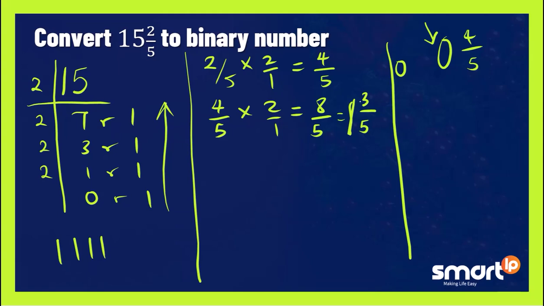Now we're going to write down the whole number. That 1 is the whole number, or the integer, so we write it down here. Then we take only the fraction part, which is the 3 over 5. We multiply this by 2 again, 2 over 1. So 3 times 2, that is 6, over 5 times 1, that is 5. So we have 6 over 5.